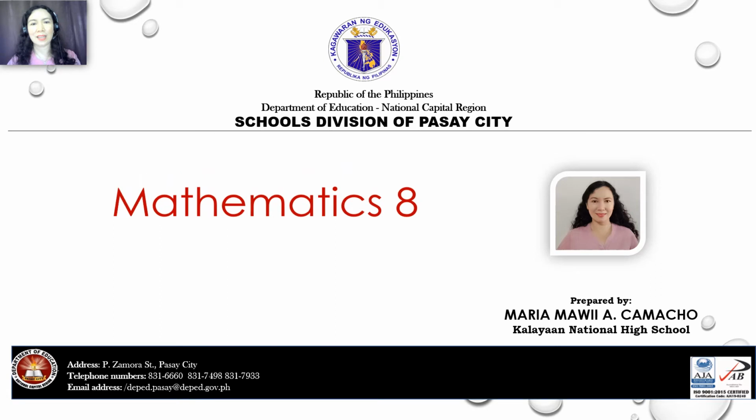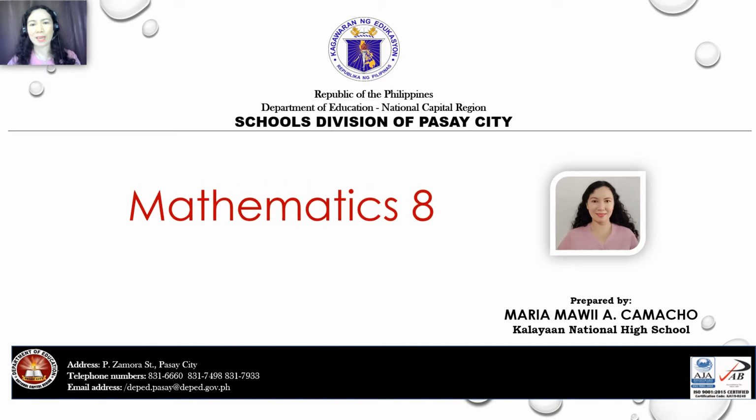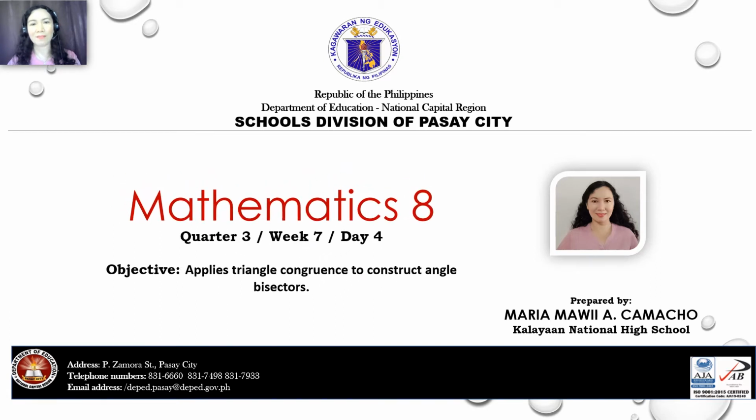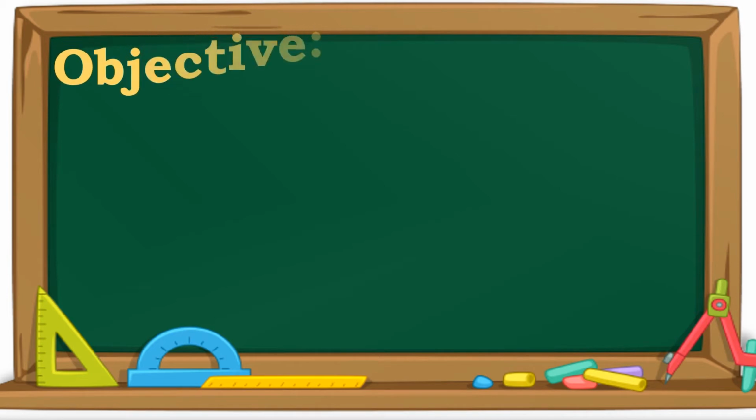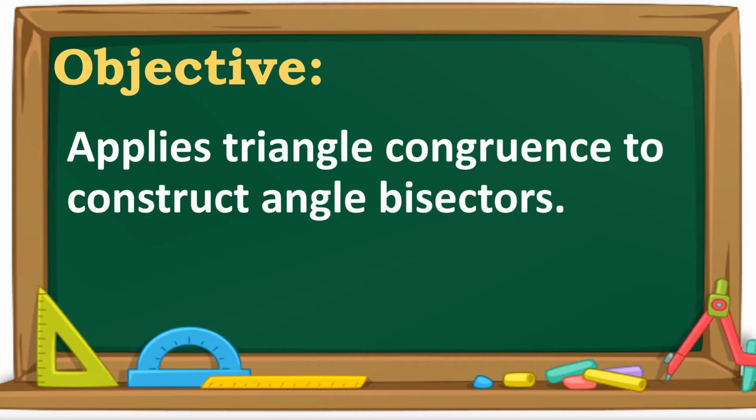At the end of the lesson, you will be able to apply what you have learned about the application of triangle congruence to construct angle bisectors. Keep on watching. The objective of today's topic is to apply triangle congruence to construct angle bisectors.